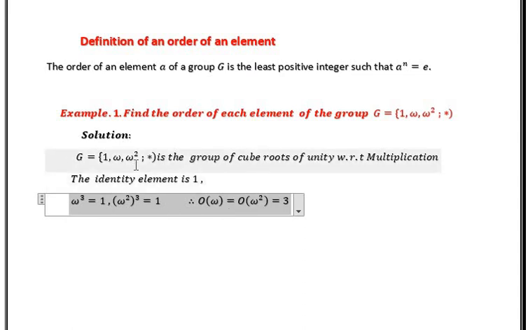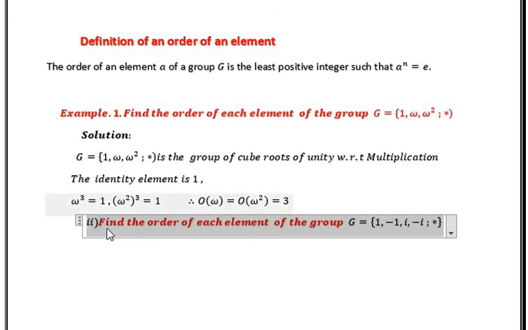The third element, omega square whole cube, if we take, it is omega to the power of 6. So omega to the power of 6 means it is omega cube into omega cube. Omega cube value is 1. So 1 into 1 is again equal to 1. That is why omega square whole cube is equal to 1. 1 is the identity element. Hence omega square's order is also equal to 3. Therefore, order of omega is equal to order of omega square, which is equal to 3.